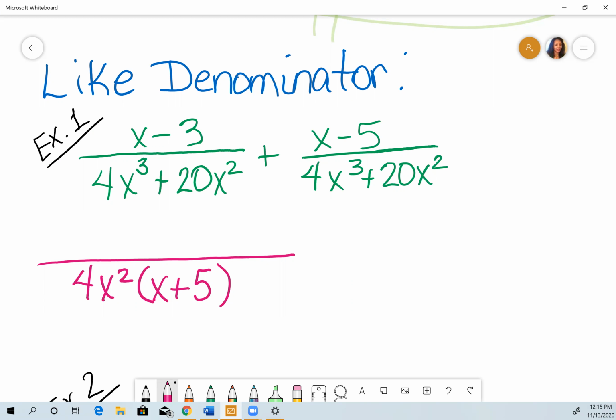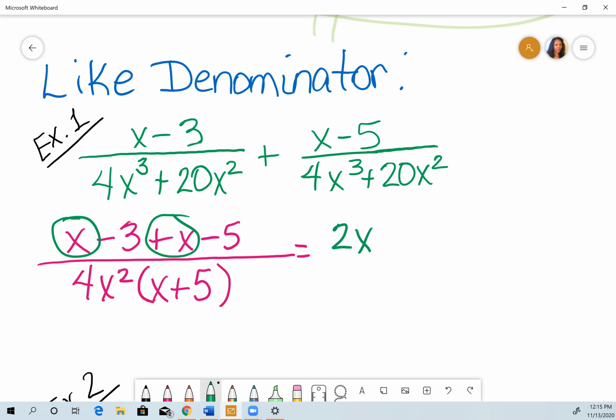On the top, my numerator, I can just put it all together. So x minus 3, there's a plus sign in the middle, and then x minus 5. I can further simplify by combining my like terms. I have two x's, so that's how I'm going to rewrite it, 2x, and then I have a negative 3 plus a negative 5, which is negative 8, and that's all over 4x squared times x plus 5.